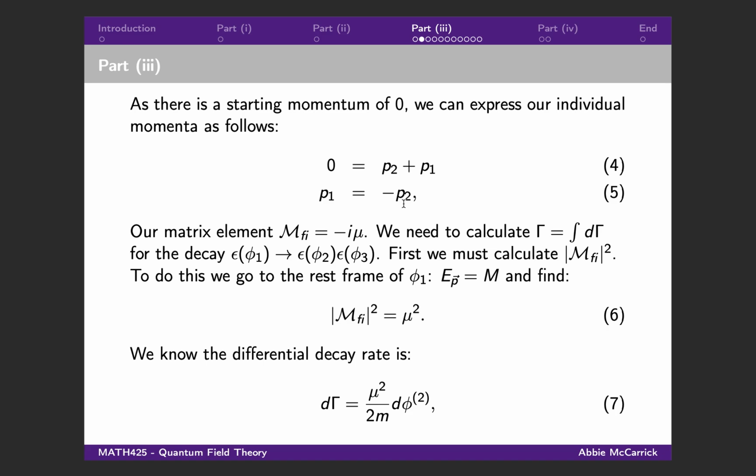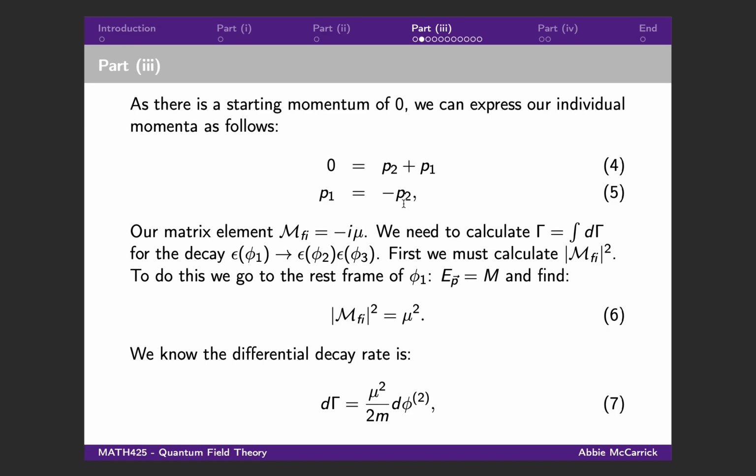So to do this, we first must calculate the matrix element modulus squared, and to do this, we go to the rest frame of phi 1, where the energy is equal to just m, and we find that the modulus of the matrix element fi squared is equal to mu squared, so that is where minus i mu times minus i mu is equal to mu squared. We also know that the differential decay rate d gamma is mu squared over 2m d phi 2, where d phi 2 is the two-body phase space because we have a decay into two particles.